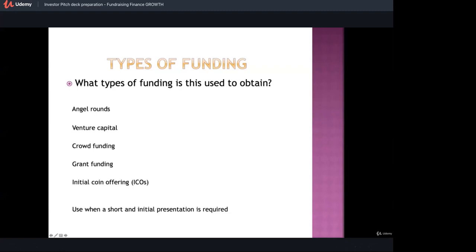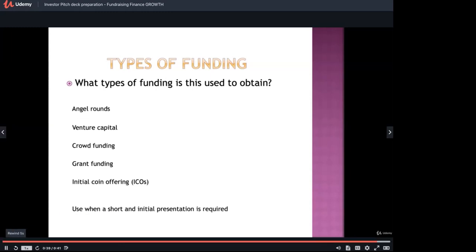Quickly go over these types of funding. What type of funding is this used to obtain? The concepts in this course and the pitch deck can be used to present to many types of investors, namely angel investors, venture capitalists, crowdfunding, grant funding, and initial coin offerings, ICOs. Use it when a short and initial presentation is required.